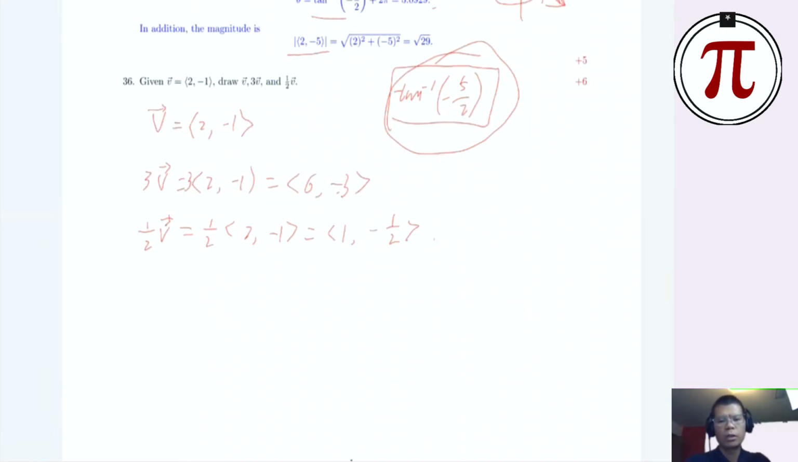Now we want to draw these 3 vectors. If we want to, we can draw it in XY coordinates. So starting from 0, 0 to 2, negative 1. Say 2 is here, negative 1 is somewhere here, something like this. This is going to be v.